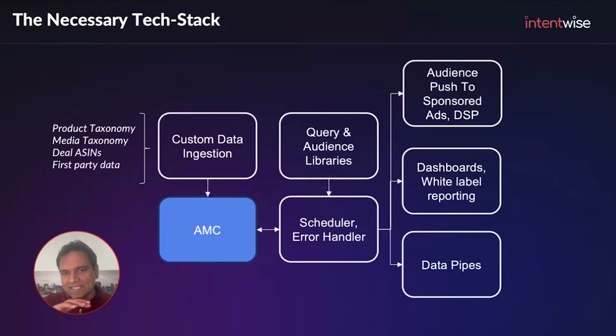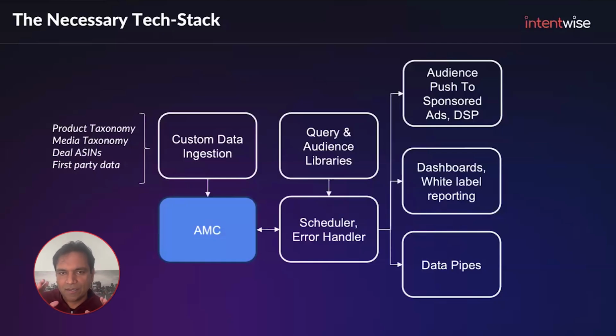There's an entire layer that is necessary around AMC. So first one is this ability to ingest your custom data, whether that is product taxonomies, your deal ASINs by tentpole events, your own first party data, any of those things. So you have to have a good, clean, data secure mechanism to ingest your specific data into AMC.